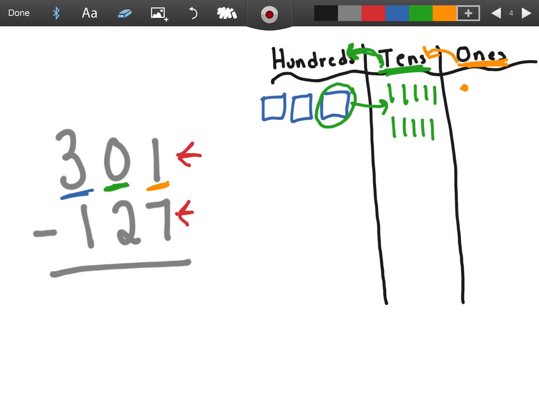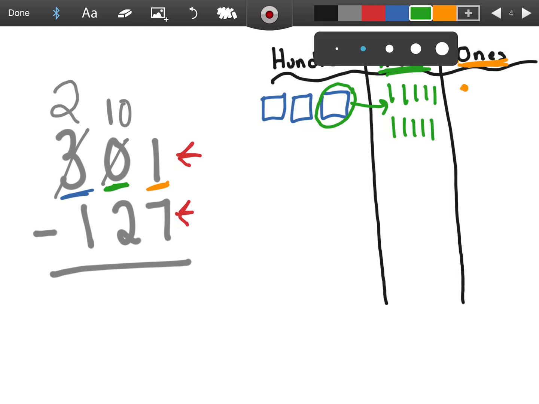So we wanted to borrow in the ones, but we couldn't, so we had to call up the hundreds place and borrow 10, and then this became 10 instead of 0. So now what we're going to do is go back to that ones place and see if we could borrow from the tens now.